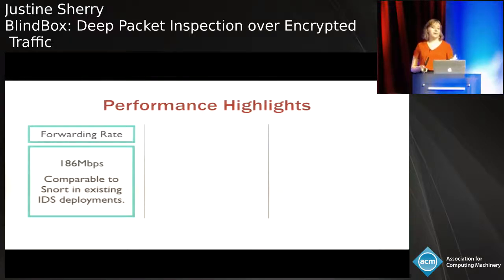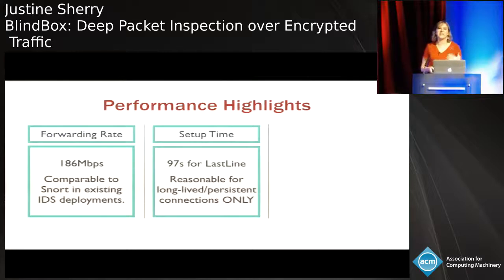For forwarding weight at the Middlebox, we achieved our goal. BlindBox can forward at 186 megabits per second, which is comparable to Snort in existing IDS deployments. So that was a success in that we can do these fast exact match lookups. But the BlindBox handshake is still very expensive. For the largest rule set, it would take 97 seconds to complete that exchange. For smaller rule sets, we can do it in a couple of milliseconds.